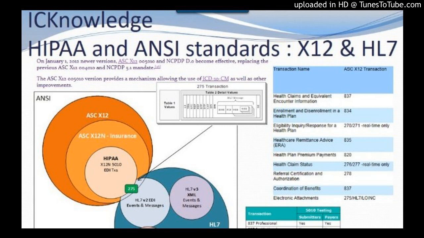What is limited data set? A limited data set is a limited set of identifiable patient information as defined in the privacy regulations issued under the Health Insurance Portability and Accountability Act, better known as HIPAA.